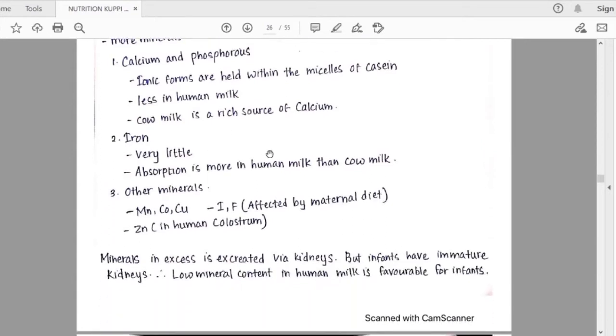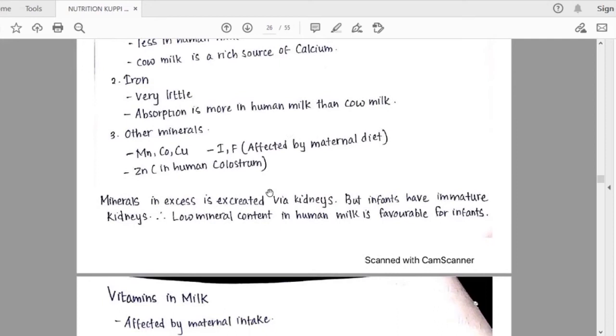Iron is very little. There is very little content of iron in cow's milk, and the absorption is more in human milk than cow's milk. If you have human breast milk, you have better iron absorption. Heme iron is also involved. Other minerals: manganese, cobalt, copper, iodine and fluoride. The amounts of these vary according to the maternal diet.